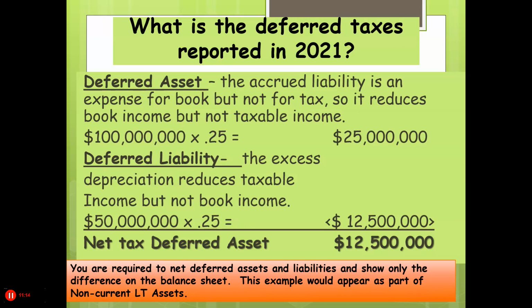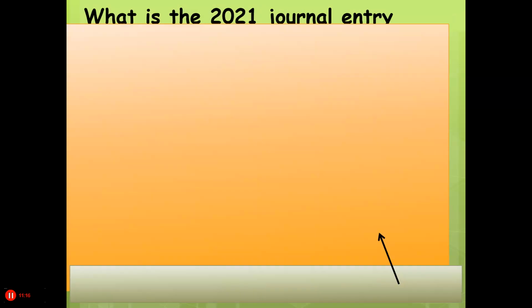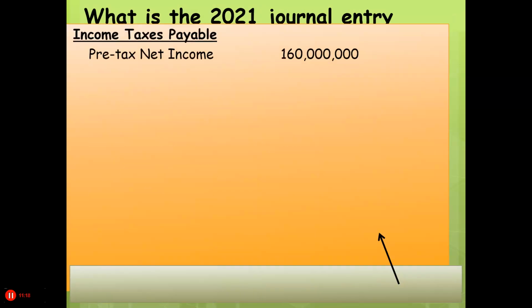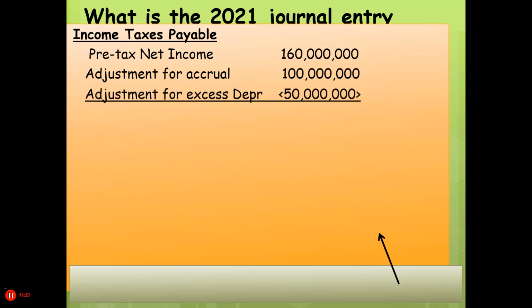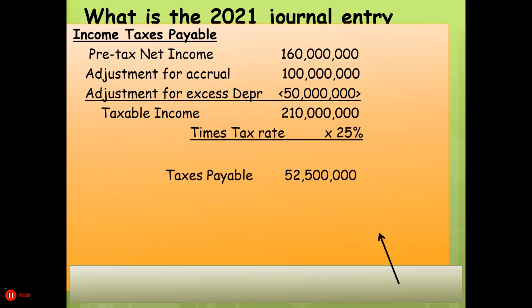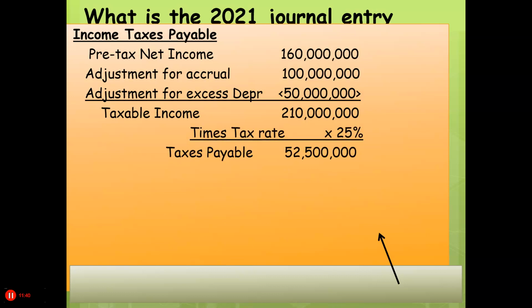Now what's our 2021 journal entry? Income taxes payable. Our pre-tax net income is $160 million. We have to add back in that accrual, and we have to back out our excess depreciation that's over what we've done on our books. So that gives us taxable income of $210 million times the tax rate, which means our taxes payable is $52,500,000.